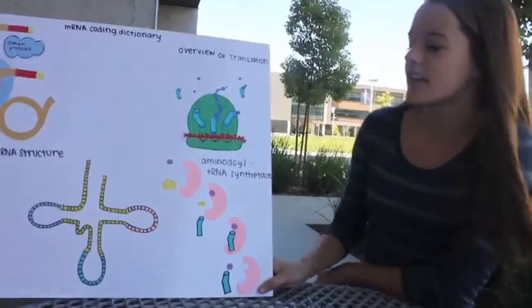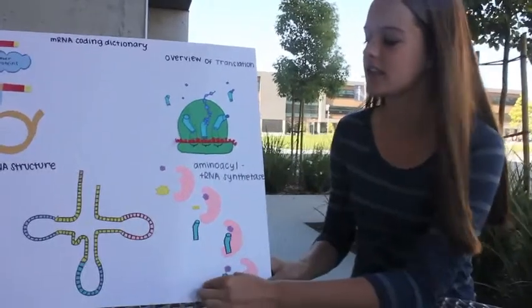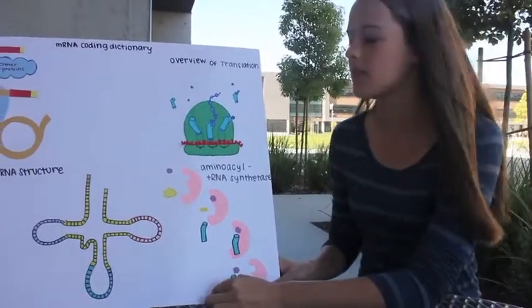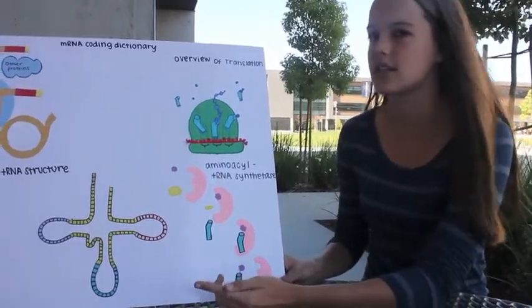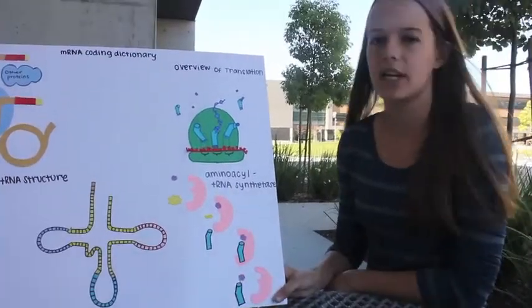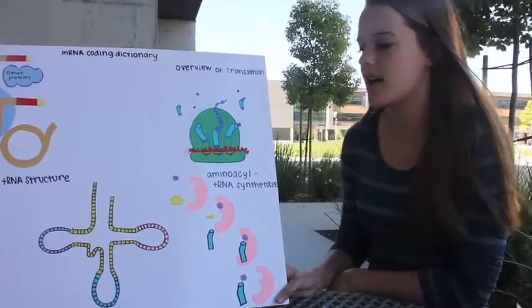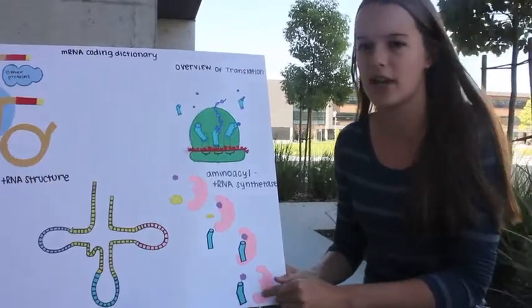Aminoacyl tRNA synthetase is located in the cytosol, and it's a special enzyme that connects each tRNA to its correct amino acid. There are 20 different forms of this special enzyme, and there's one for each amino acid.